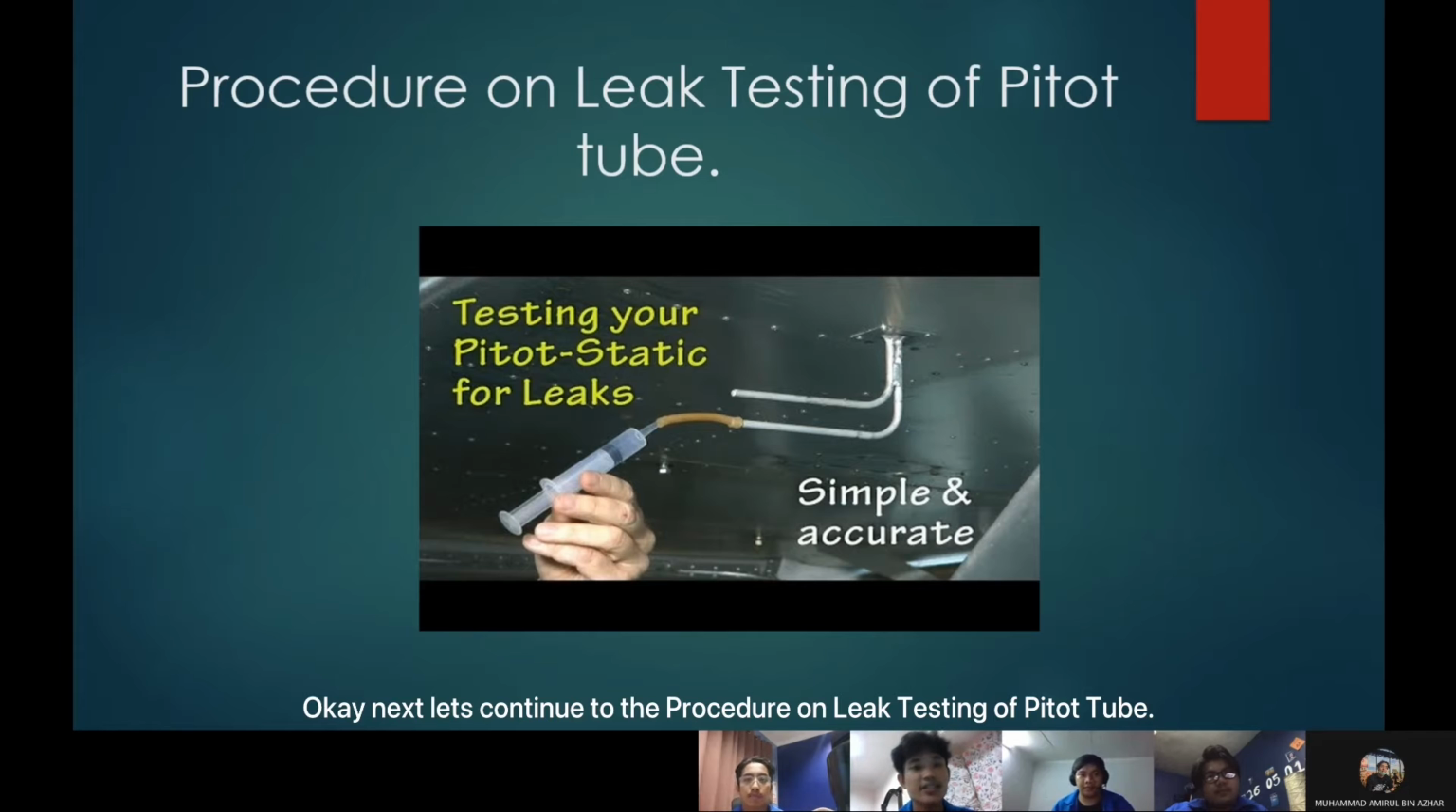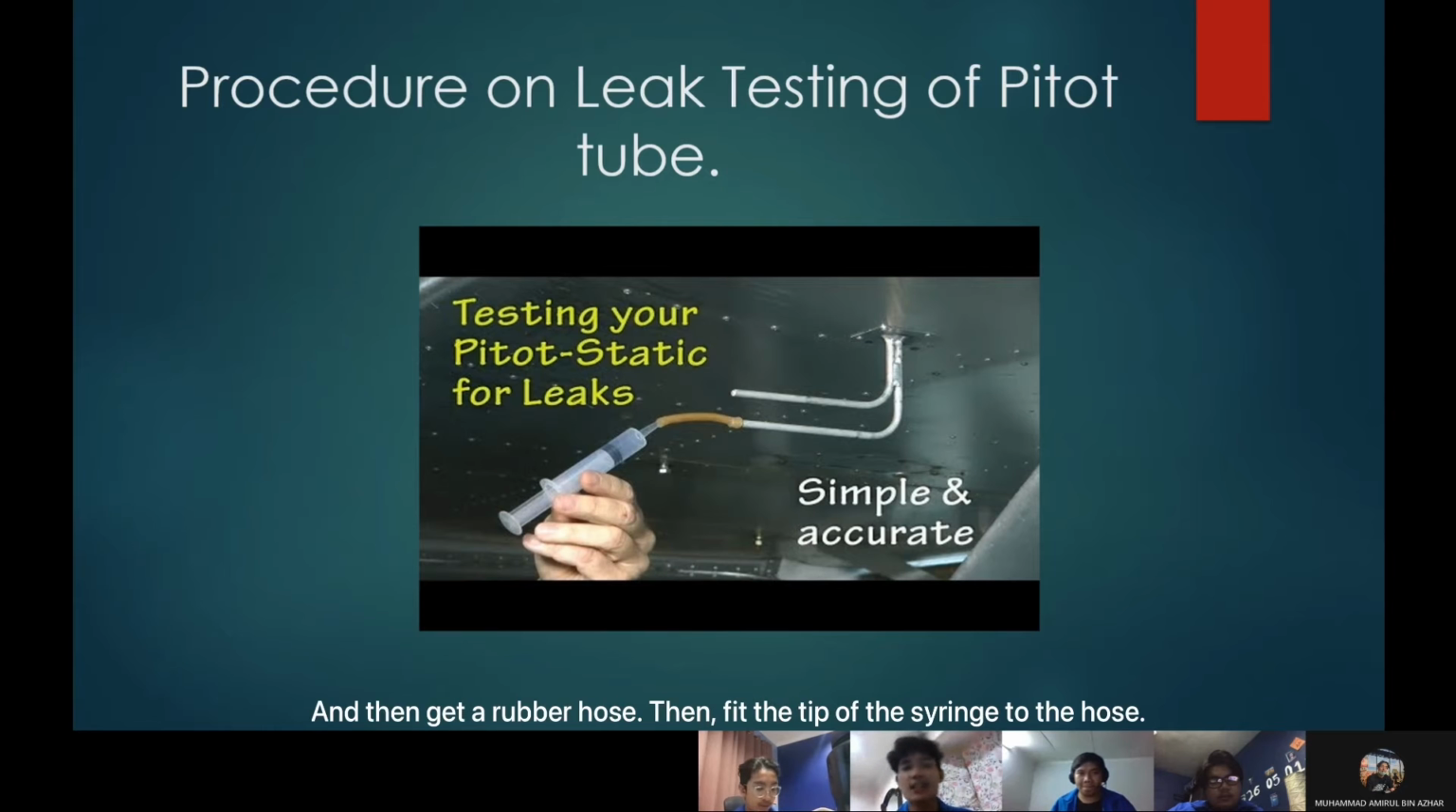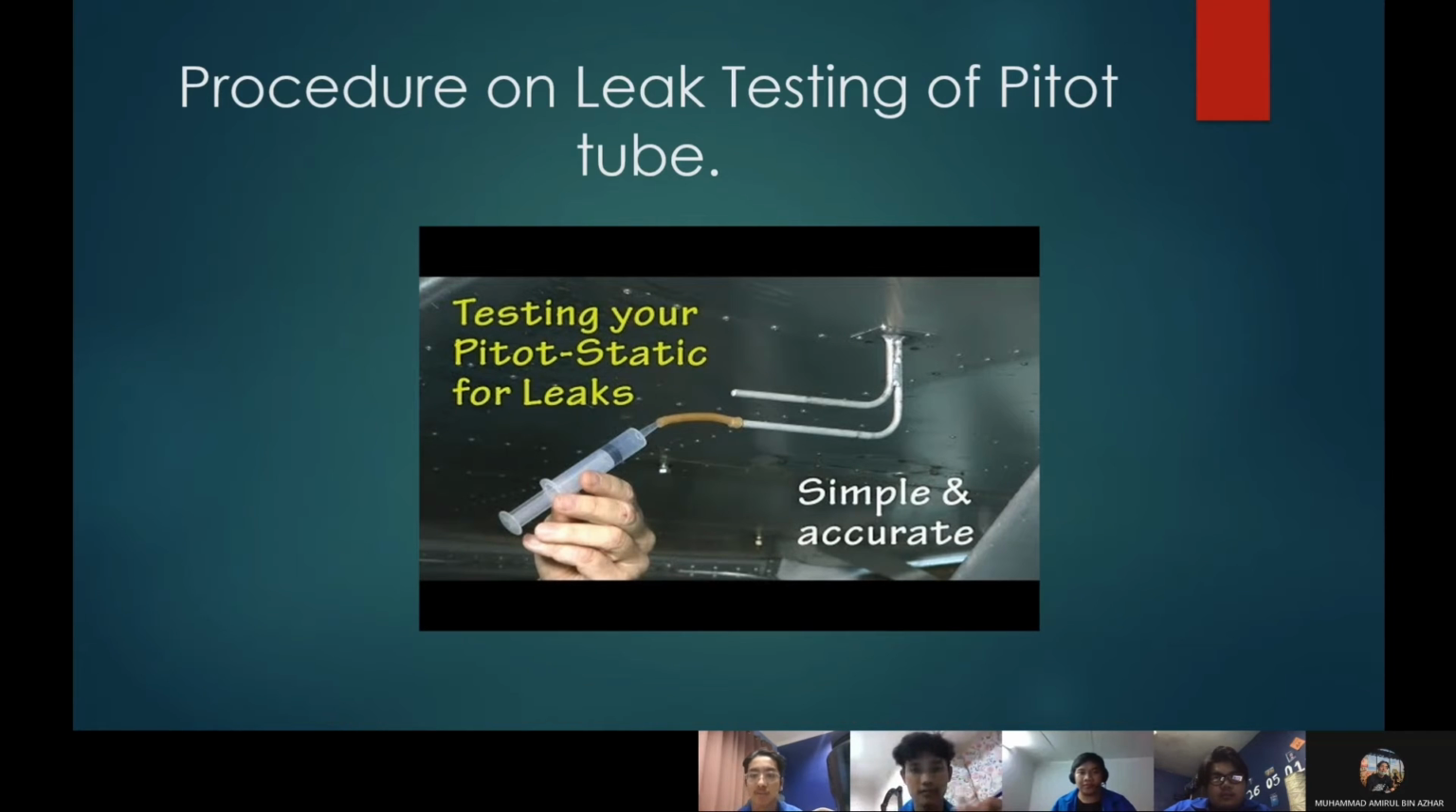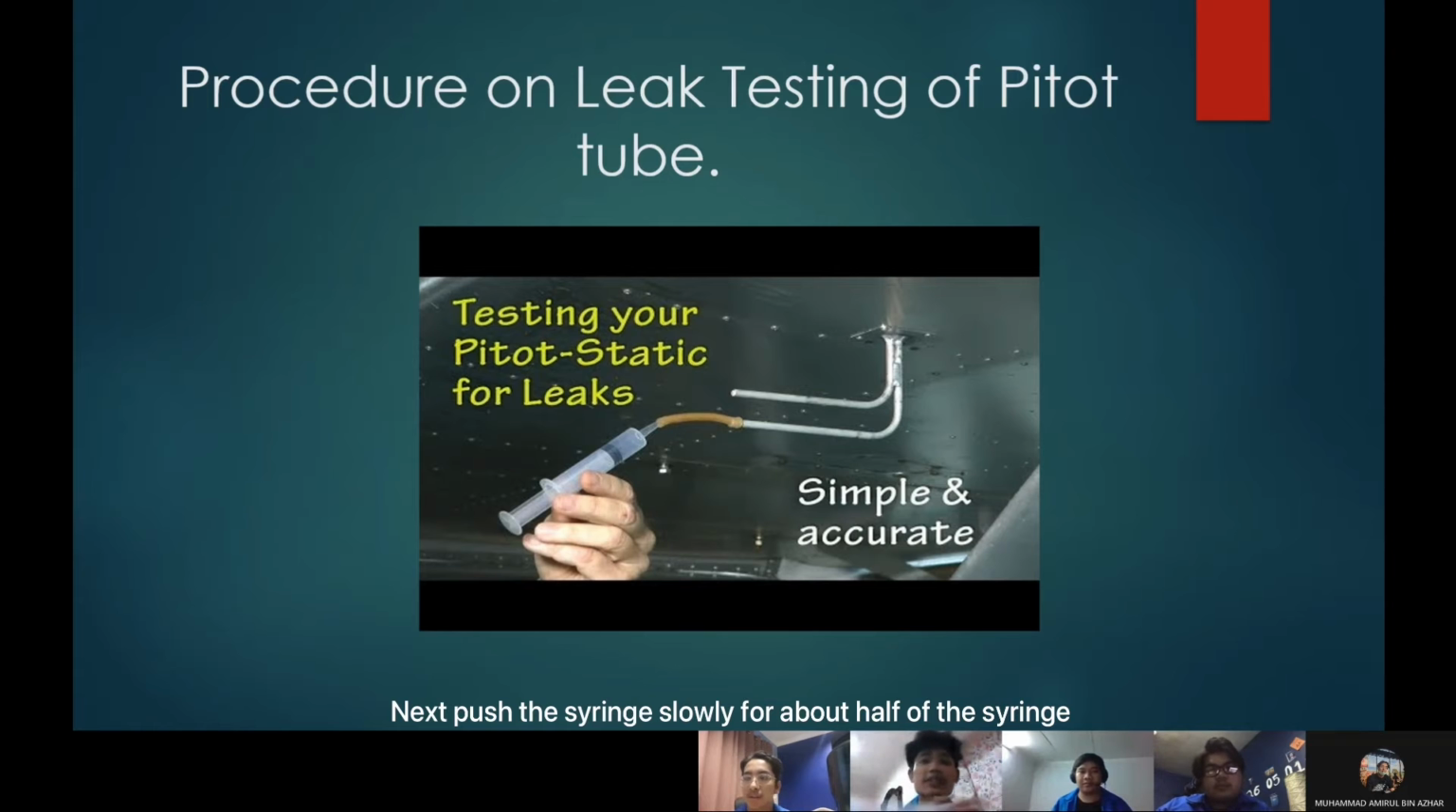Okay, next let's continue to the procedure on leak testing of Pitot tube. We don't have the actual material, so we only use props. Okay, first get a set of syringe. Imagine this is a syringe, and then get a hose, and then we feed the tip of the syringe to the hose. Next, push the syringe slowly for about half of the syringe, and then identify the pitot of the aircraft.